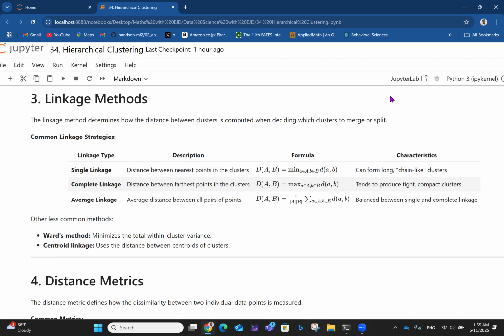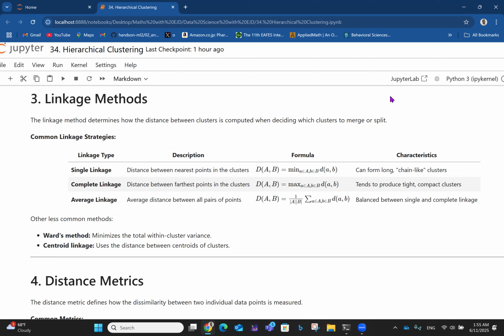Then you have complete linkage, the distance between farthest points in the clusters. So the formula is given right there. D of A,B is the maximum distance between a and b, such that for every point in A and every point in B, you take their distance. So this tends to produce tight, compact clusters.